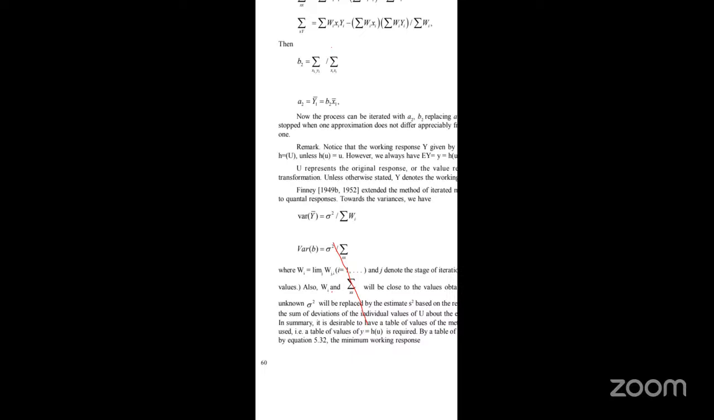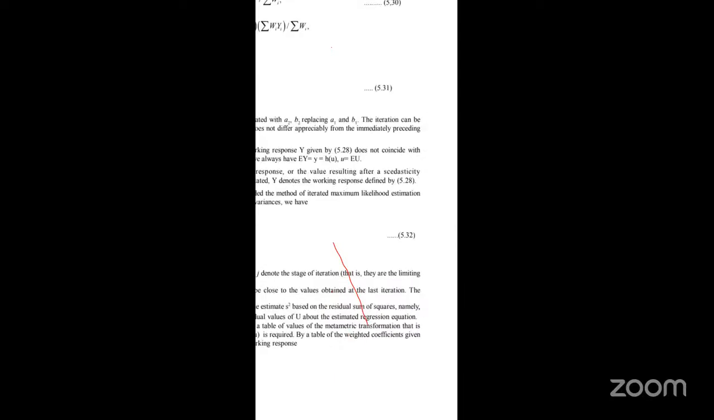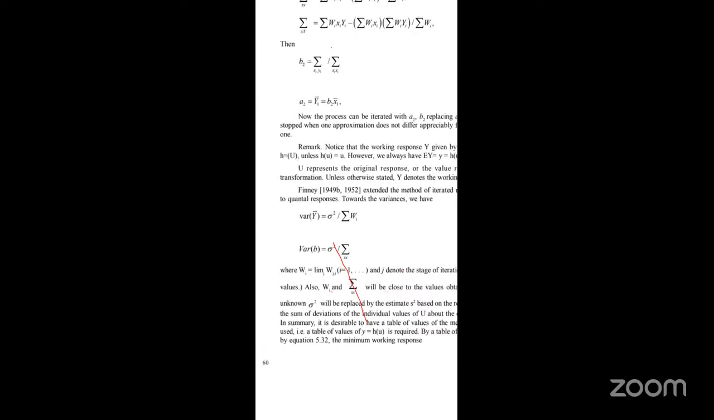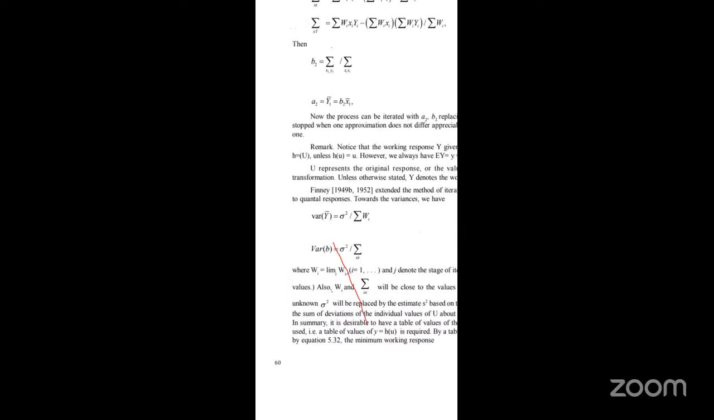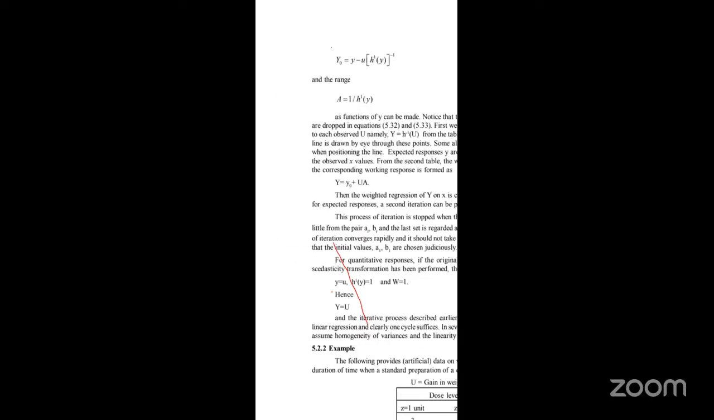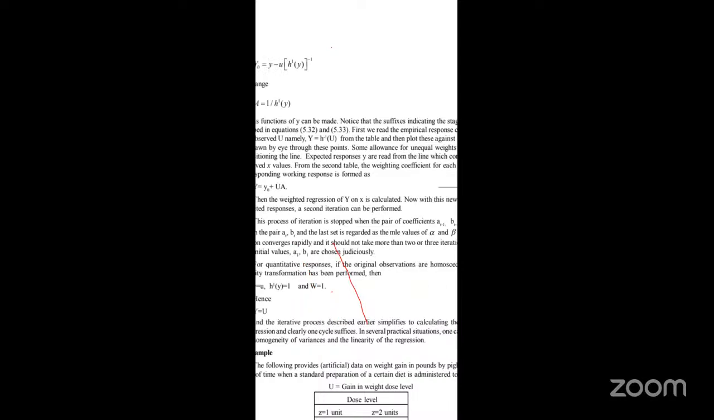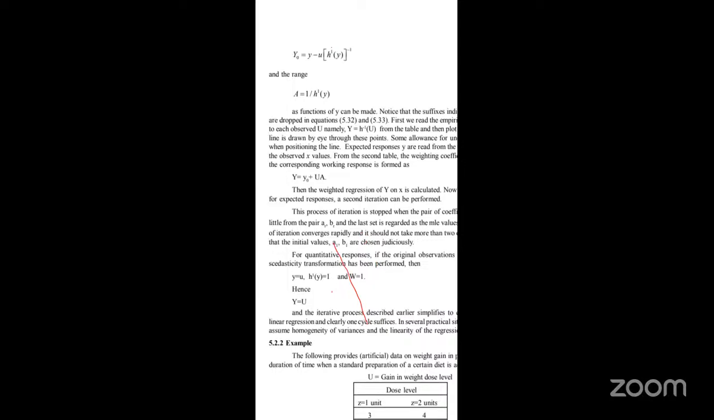In summary, it is desirable to have a table of values of the mathematical transformation that is used. A table of values of y equal to h of u is required, together with a table of the weighting coefficients given by the equation. The minimum working response is Y equal to y minus u into h of y inverse, where capital A equal to 1 by h of y. As a function of y it can be made; notice that the big suffixes indicating the stage of iteration are dropped in the equations.